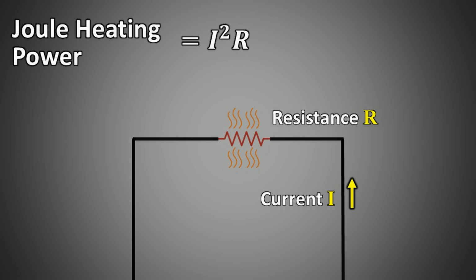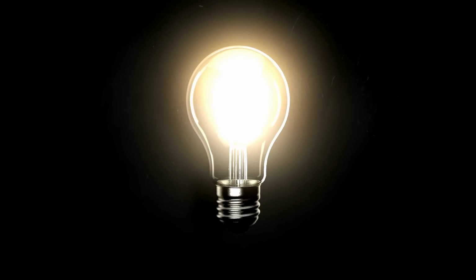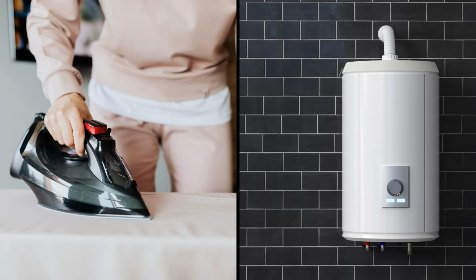This means that even a small increase in current will increase the heat dramatically because the current is squared. In some cases, we use this heating as an advantage. For example, the filament inside a bulb glows because Joule heating makes it extremely hot. The same effect is used in electric irons, water heaters, and many other heating appliances.